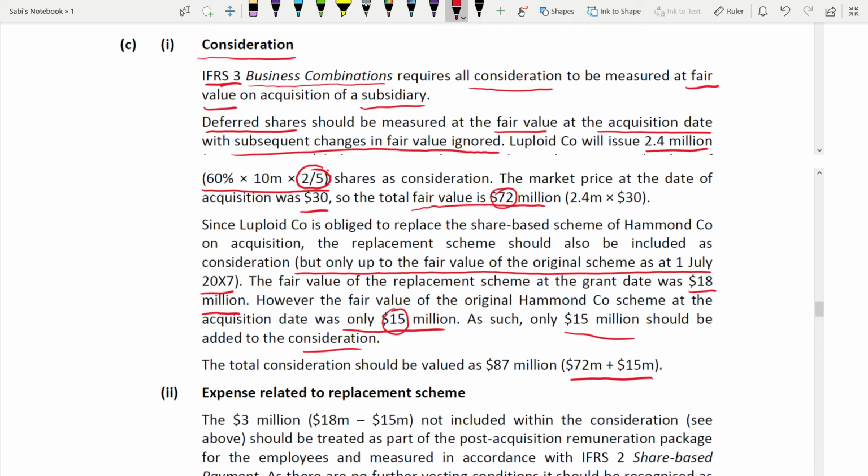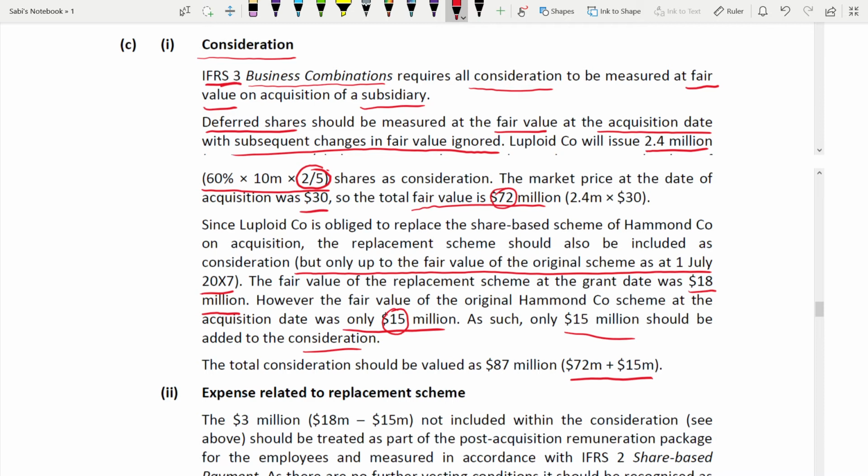So here you are taking 15 because this was the fair value of the original scheme at the acquisition date. Okay, that's what they have told here. But only up to the fair value of the original scheme as at 1st of July 2007 you can take. Right? Yes, it is true that you can take the replacement scheme. See, I have misunderstood it. Sorry, I'm sorry, I have misunderstood it.